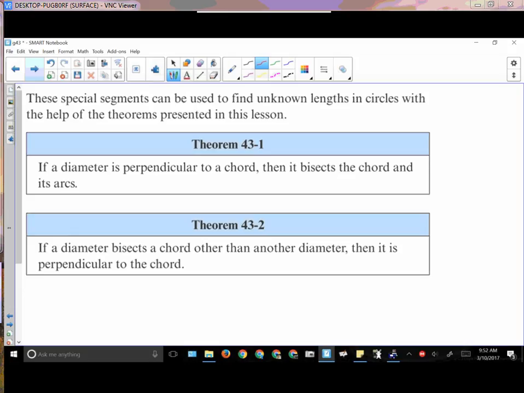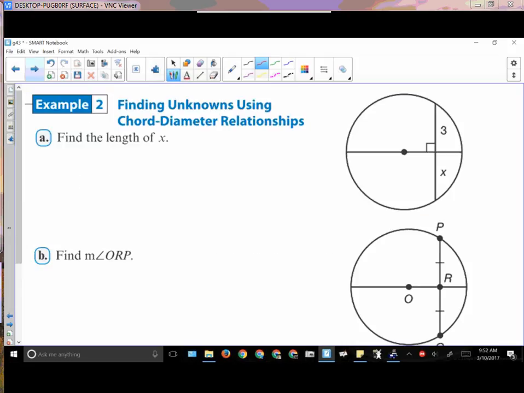Now, if the diameter bisects a chord, in other words, if the diameter goes through and cuts the chord in half, then I know it's perpendicular. So these two go hand in hand. If I know it's perpendicular, it bisects. If it bisects, it's perpendicular. So when I look at something like this, what would have to be the length of x? 3. Because I know it's bisecting it, because it's a right angle here, that's 3, that's got to be 3.